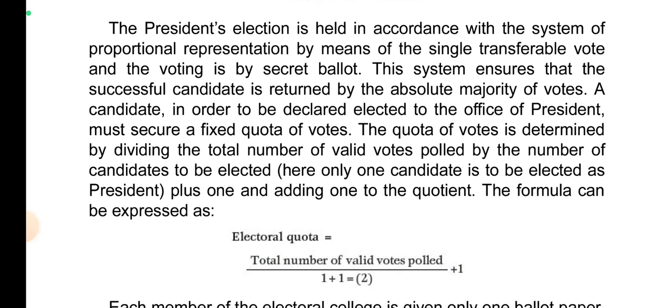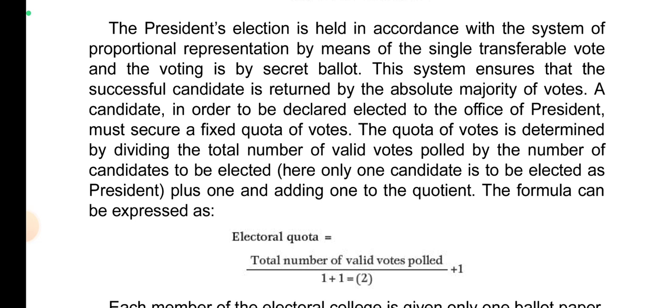The President's election is held in accordance with the system of proportional representation by means of the single transferable vote and the voting is by secret ballot. So this is an important point: the President's election is according to proportional representation, it is a single transferable vote, and the voting is by secret ballot. This system ensures that the successful candidate is returned by the absolute majority of votes.